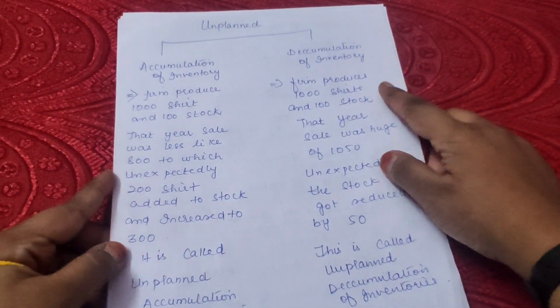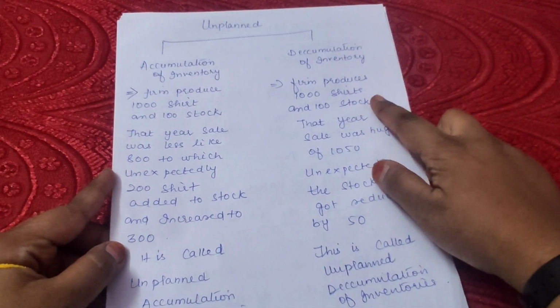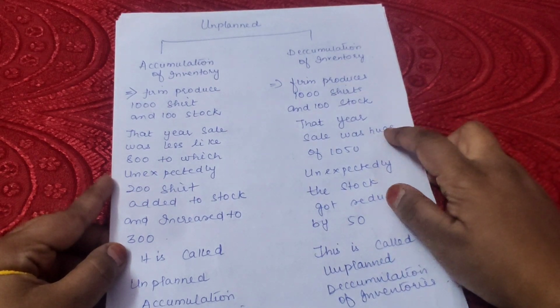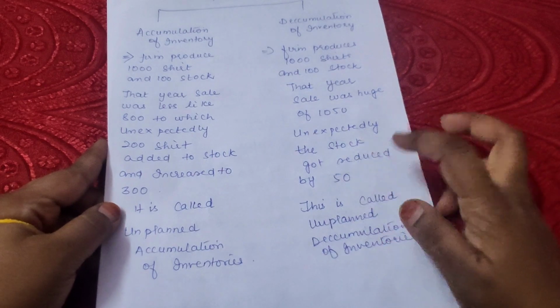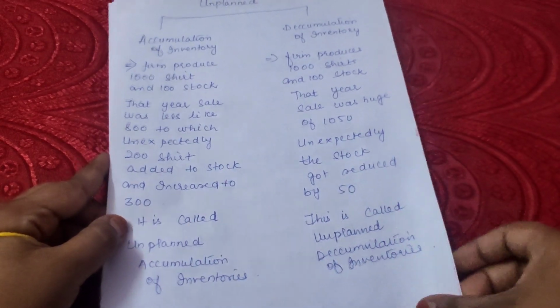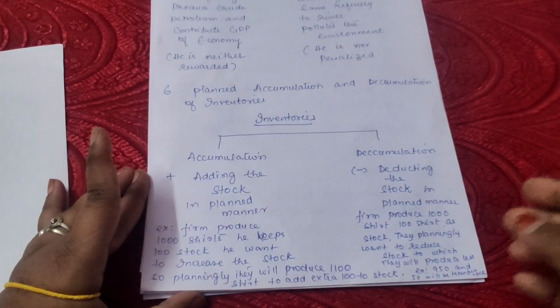Decumulation of inventory: the firm produces 1000 shirts and has 100 in stock that year. Sales were huge, at 1050. Unexpectedly, the stock got reduced by 50. This is called unplanned decumulation of stock.